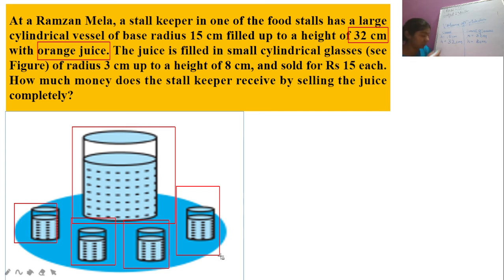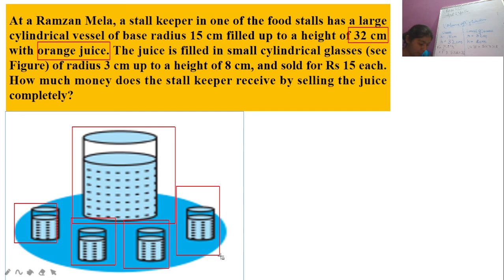We know that volume is pi r square h. So we keep the value of pi as pi only, and the value of r is 15 into 15, and h is 32, right? Now students, for the small glass, we have pi into 3 into 3 into 8. Now you will come to know its volume, okay? So that way we will calculate its volume.